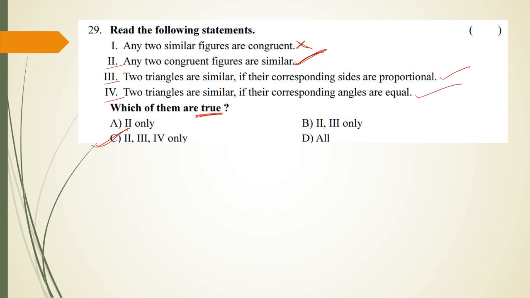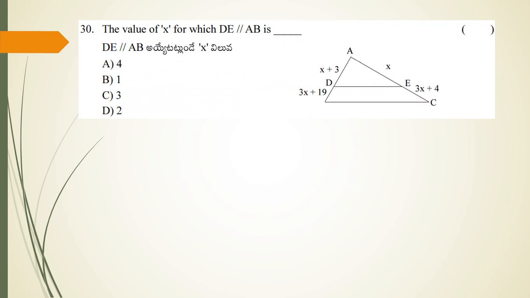Okay, next moving on to question number 30. What he has given: find the value of x for which DE is parallel to AB. So DE is parallel to, not AB, I think it is BC. Okay, so this is BC, right? So DE is parallel to BC from the figure.